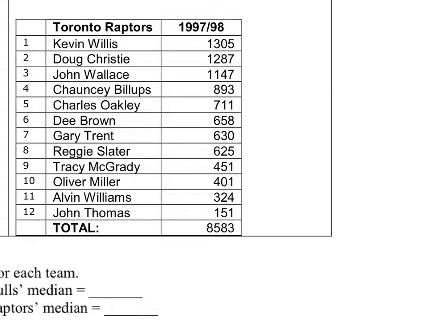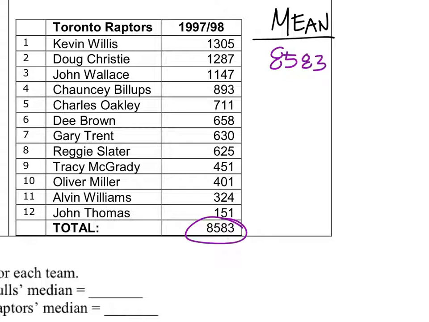All right, this is good stuff because some of you guys are still adding these together when in fact they've already given them to us right here. So that is the sum, 8,583. And we are going to divide this by the number of players, which it tells us is 12 players. So let's go ahead and divide this up. So I got 715.25 points per player as a mean.